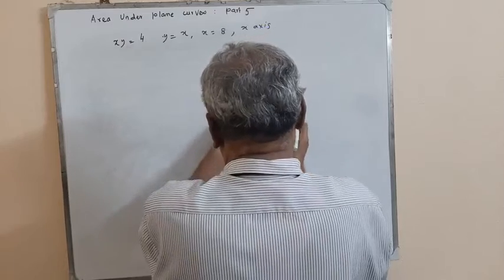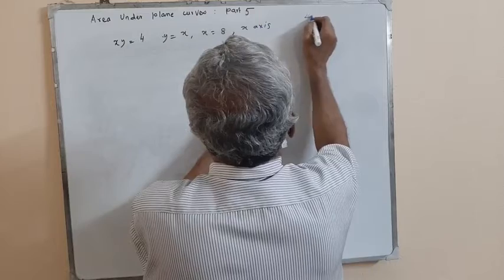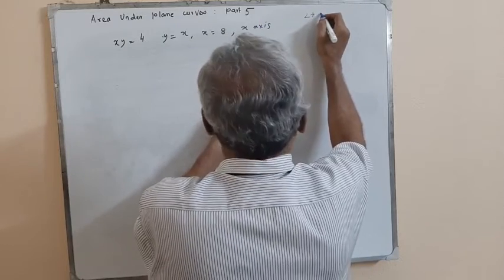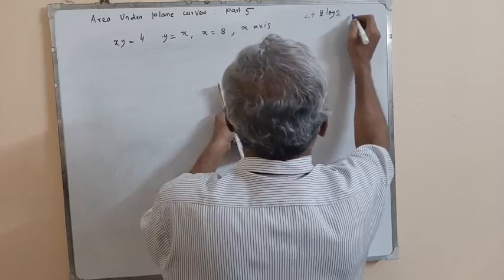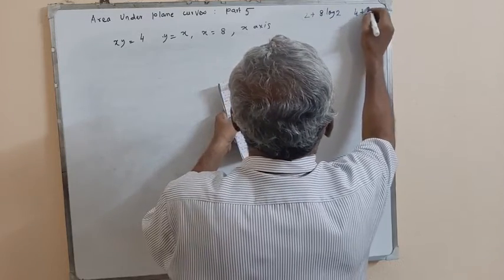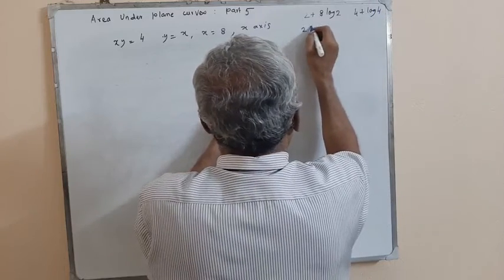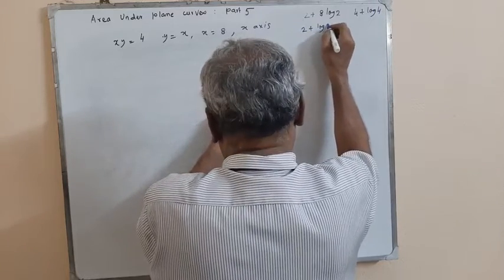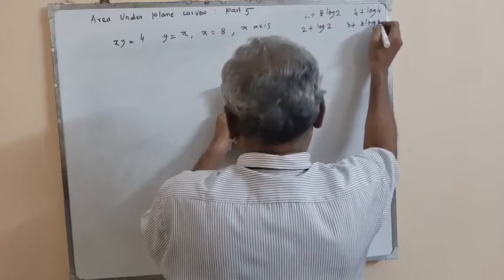Oh, sorry. Options are 2 plus 8 log 2, 4 plus log 4, 2 plus log 2, 3 plus 8 log 2.